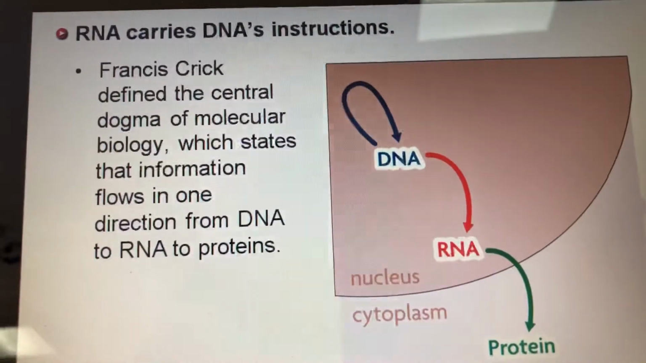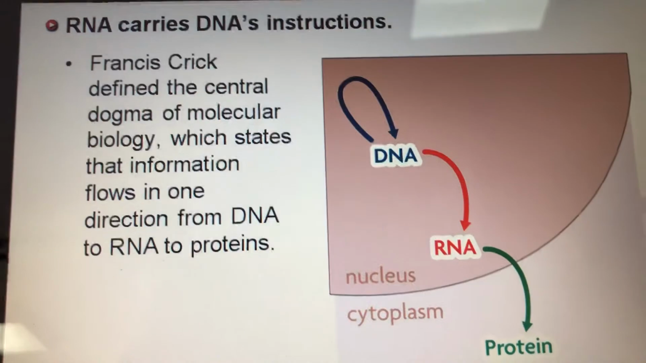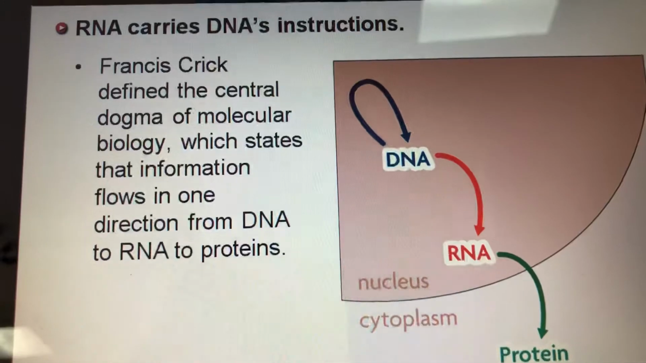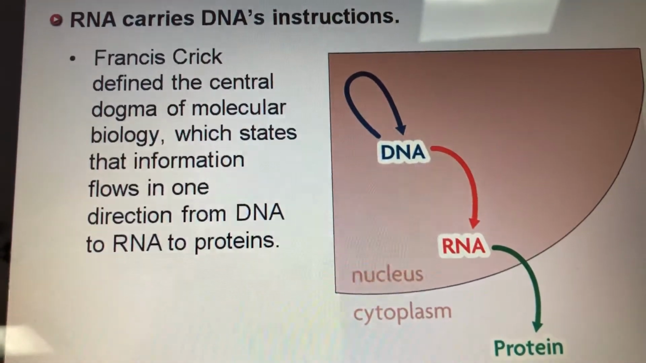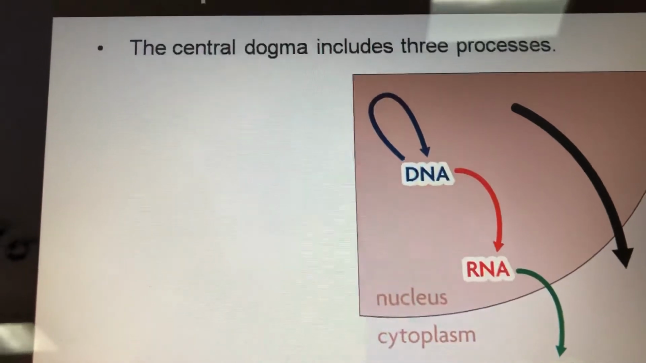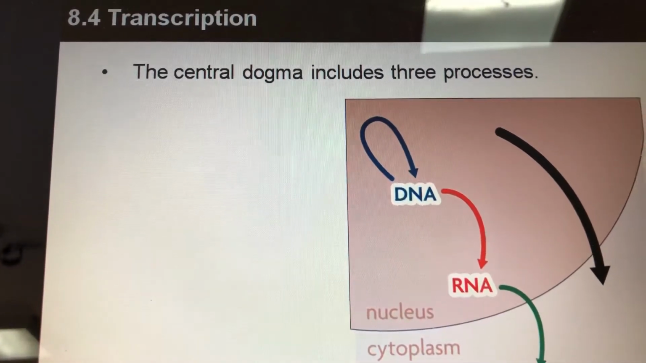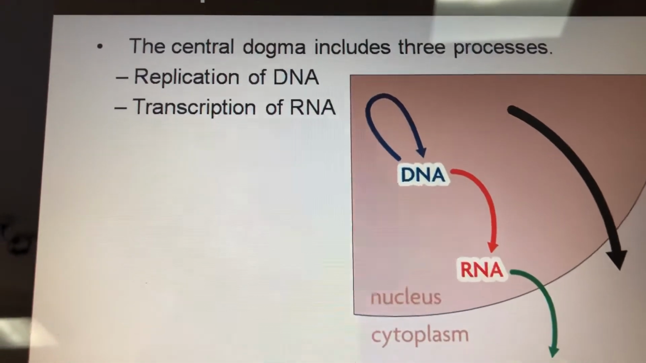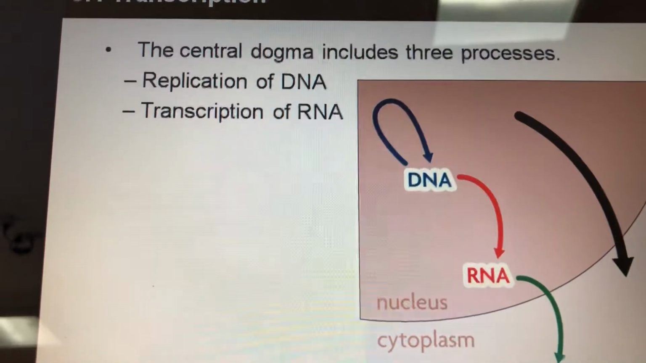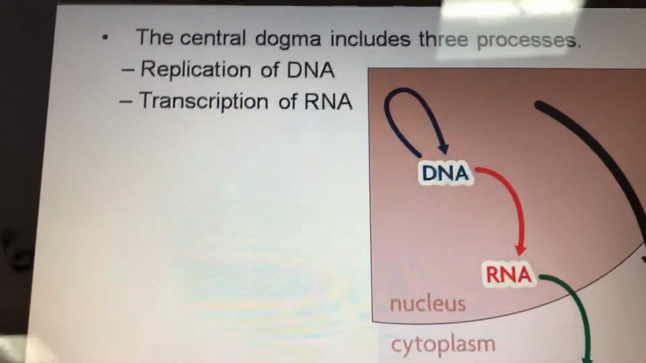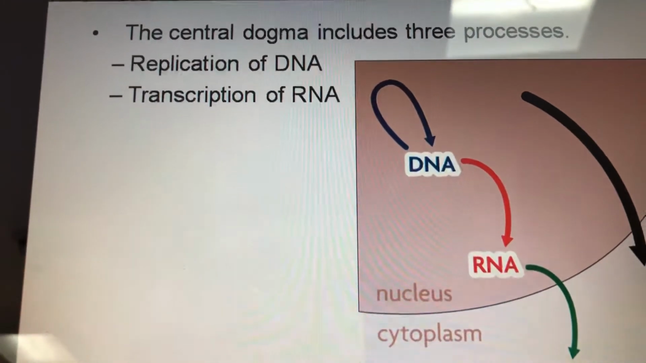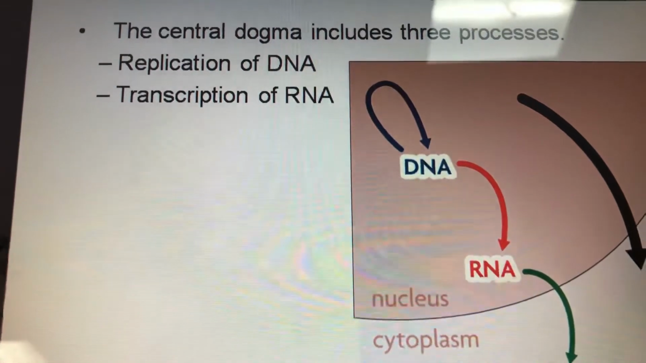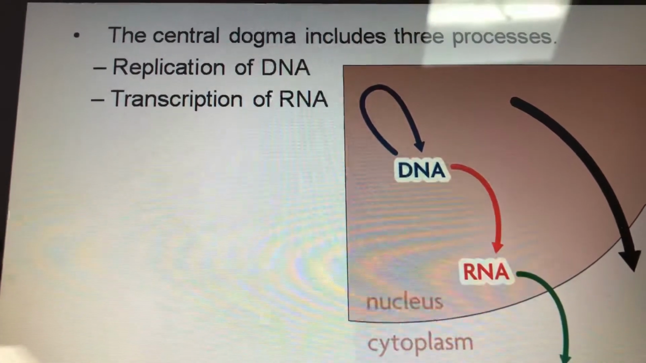Alright, as you see here, we have the three processes, DNA to RNA to protein. And of course, the DNA is located in the nucleus. So, the three processes of the central dogma are replication of DNA, which happens in the nucleus of the eukaryotic cells, and transcription of RNA, which means converting the sequence of a DNA strand into an RNA messenger.